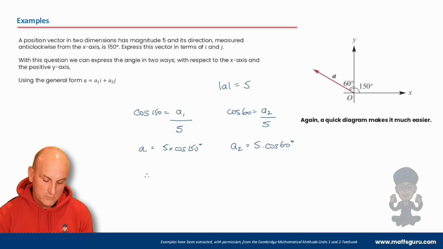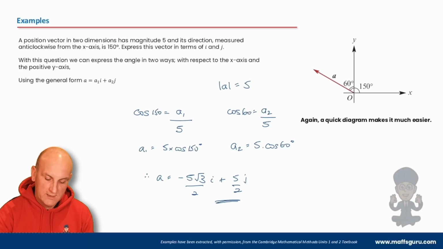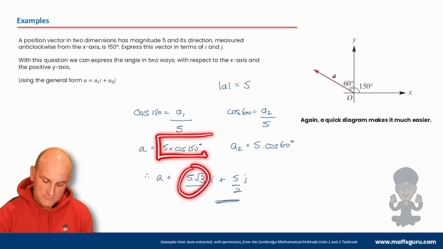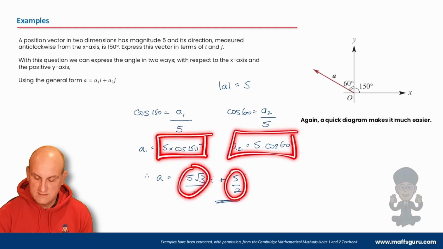And so therefore we can say that A is going to be equal to, well, putting this in, minus 5 root 3 on 2 i plus 5 on 2 j. Where did I get those values from? Well, again, this is my A1, which I just solved here. This is my A2, which I solved there.